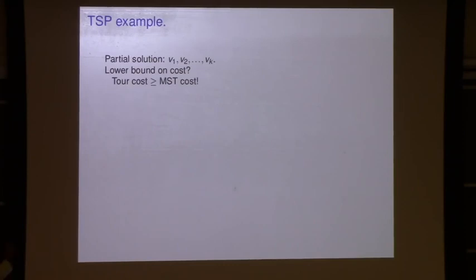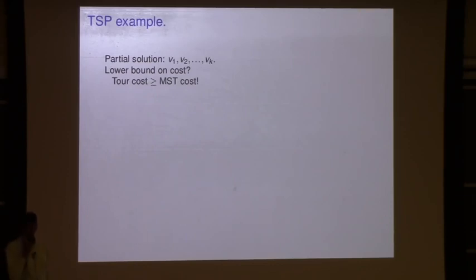So what I just argued is that the tour cost is greater than or equal to the MST cost. So you take the cities, you view it as a graph, you take the distances between all pairs to be the weights on the graph, and you take the MST of that.